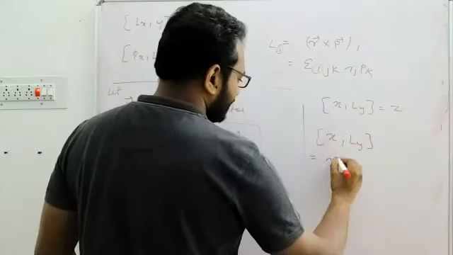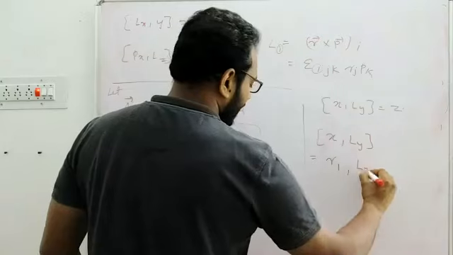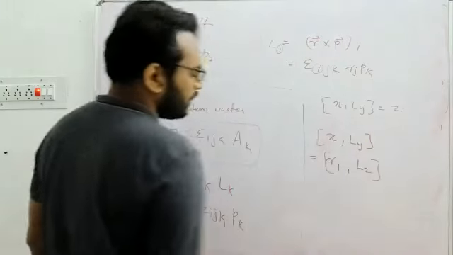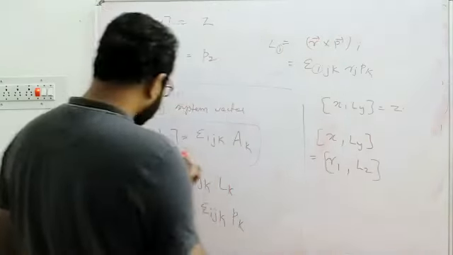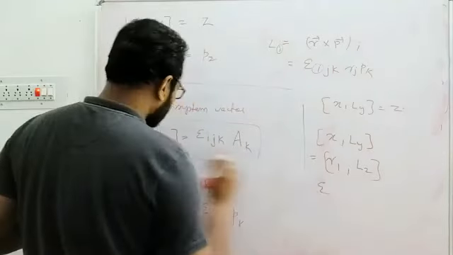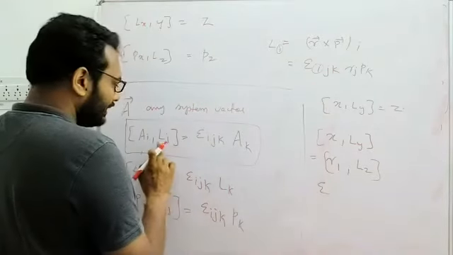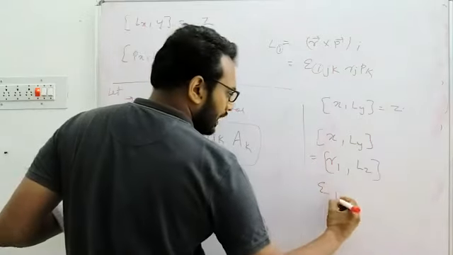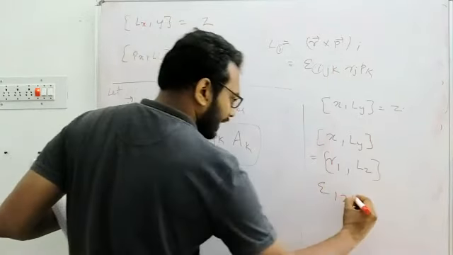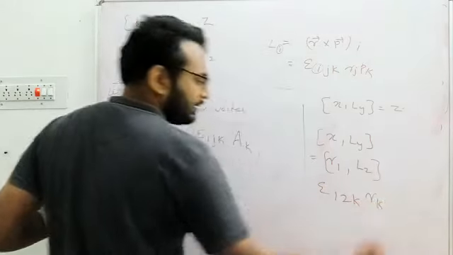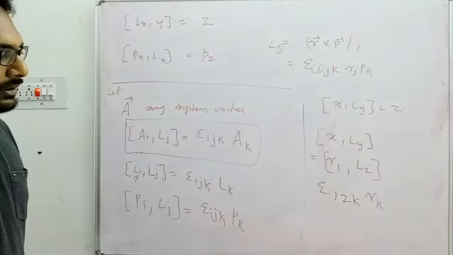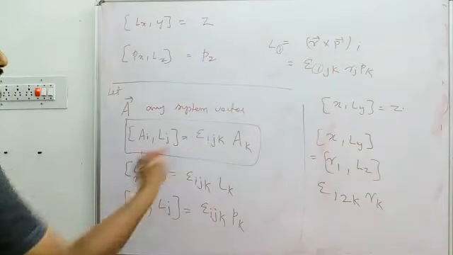This we can write it as R1 with L2. Okay, R1 with L2. So by this result, this is equal to epsilon. If it is I here, you put I, J here, you put J here. So 1, 2, okay, and K, and RK. All right, is that correct? I'm just using this result.